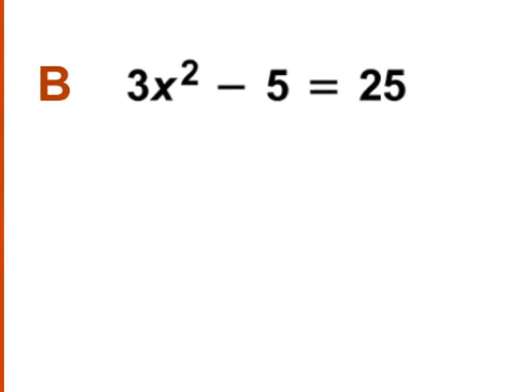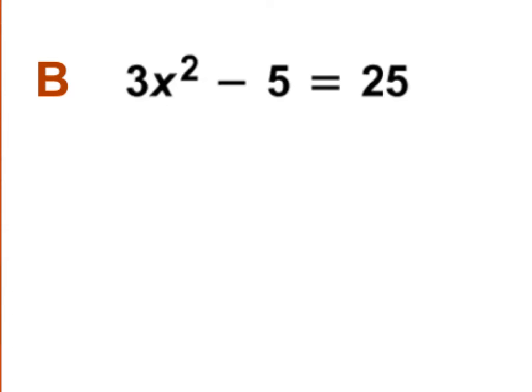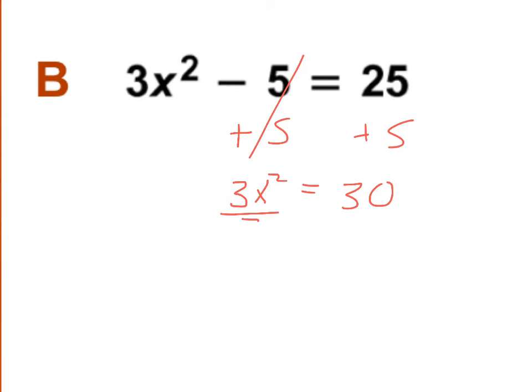So now let's look at B. What do we need to do first? Add 5 to both sides. So they cancel out there. So we get 3x squared is equal to 30. What do we do next? Divide by 3. So we get x squared is equal to what? 10. What do we do next?